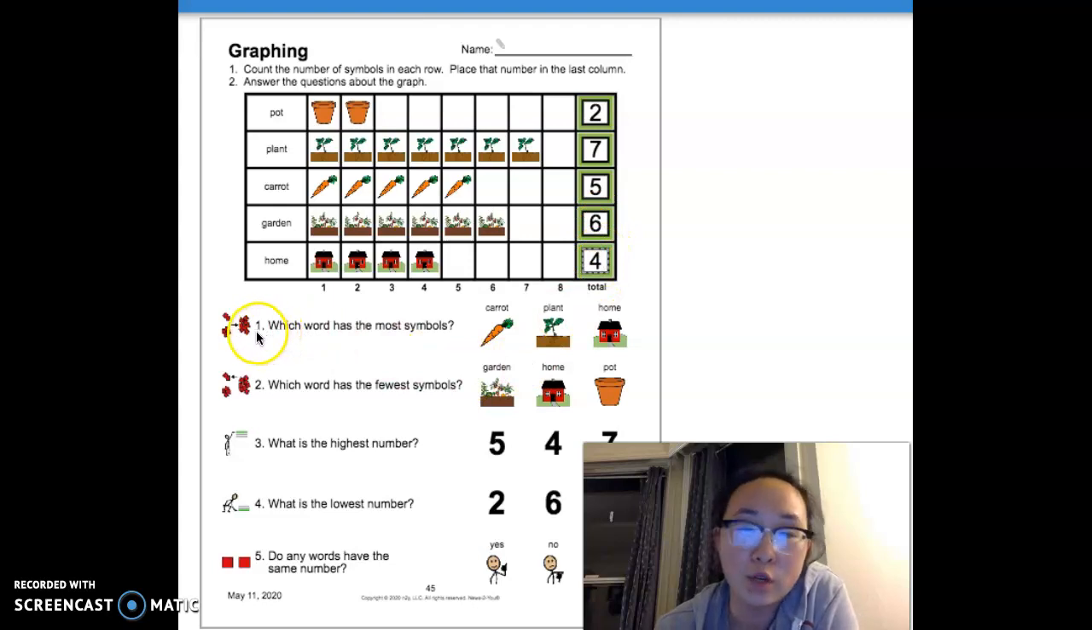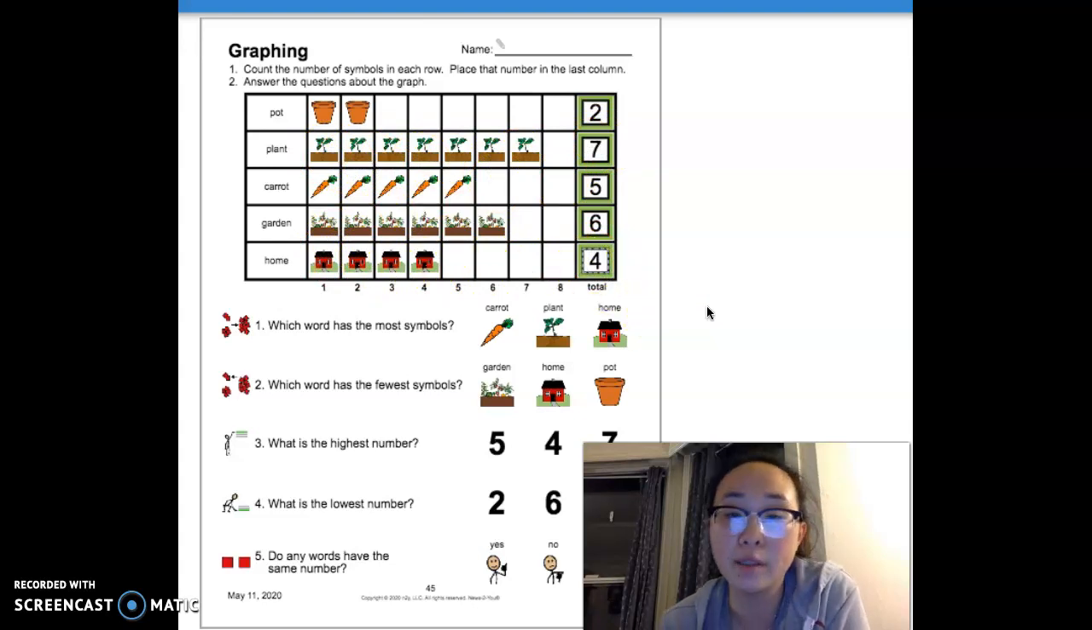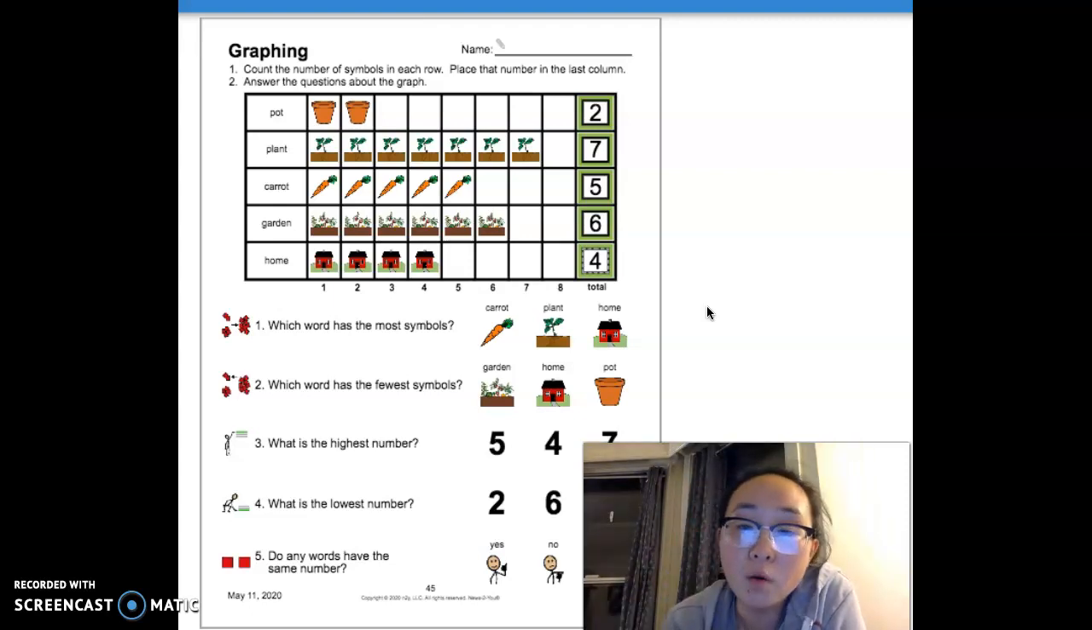So let's answer our first question. Number 1, which word has the most symbols? Most. Carrot, plant, or home? So if we look at carrot has 5, plant has 7, home has 4. Which one has the most? The word with the most is plant. Plant. Because the plant has 7.